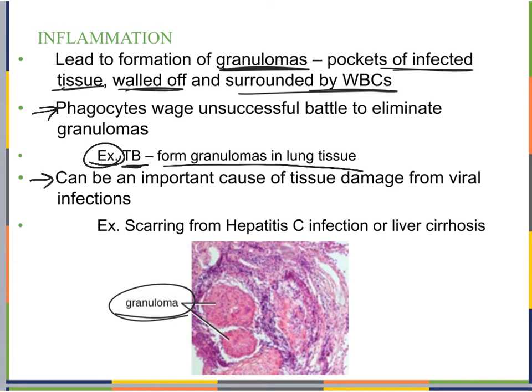So this can be an important cause of tissue damage from viral infections. So, for example, scarring from hepatitis C infection or liver cirrhosis. So if we think about it, our liver is never quite the same when we have a hepatitis C infection or if we have cirrhosis, it's in large part due to these granulomas. So this infected clump of cells that don't work anymore as regular liver cells. We have this problem that's happening.